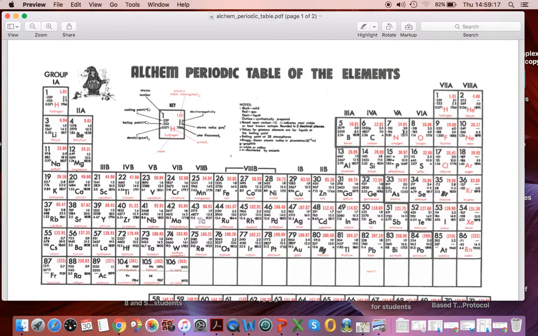Well, we see nitrogen is in period 2, so it has 2 layers of electrons. It would have 2 in the first, and then 1, 2, 3, 4, 5 in the second, just counting over. And we see it is in group 5, so that makes sense. We see it's to the right of the staircase. That makes it a non-metal. And that means it tends to want to gain electrons to be stable.